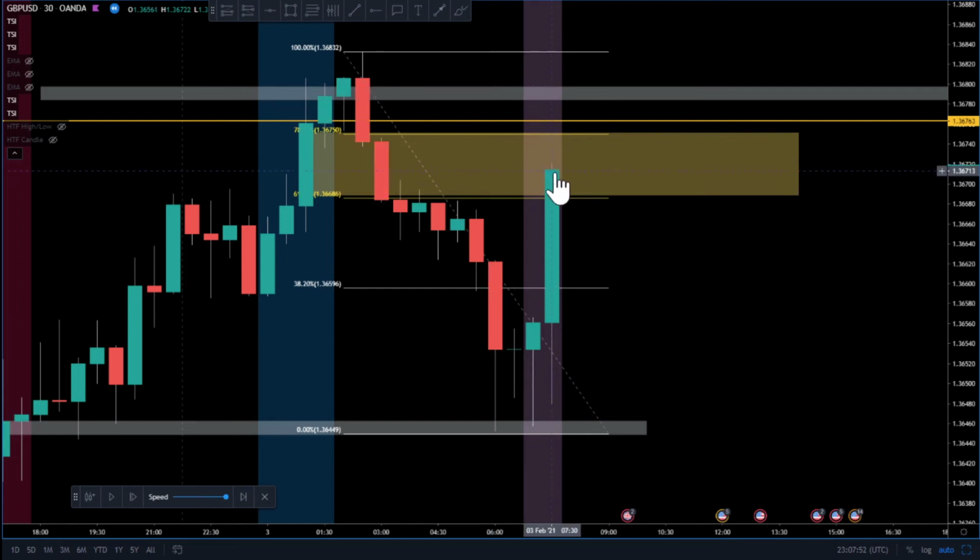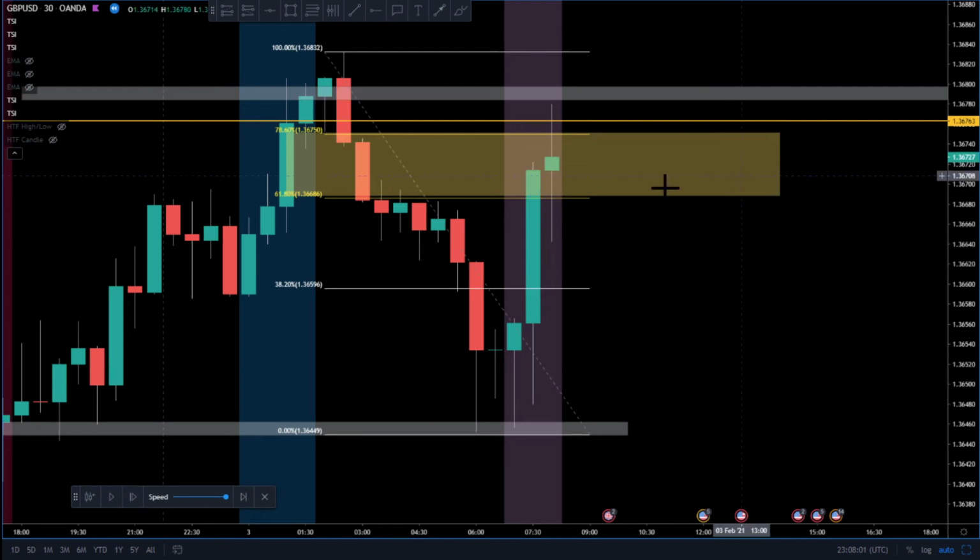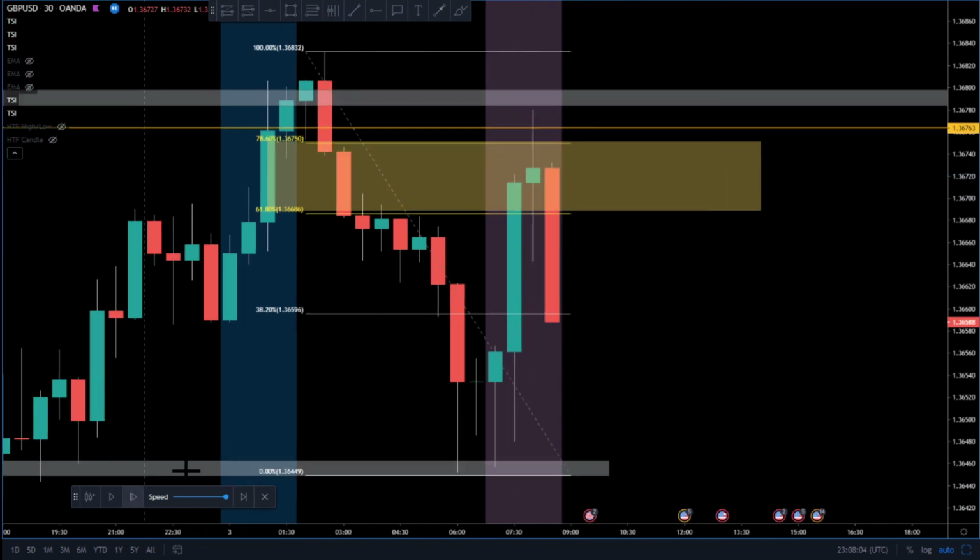Comes right into that golden zone, that little area. Now, this is a trade I missed. Just wait for resistance to form. Okay, it hasn't formed yet. Okay, now this is resistance formed.